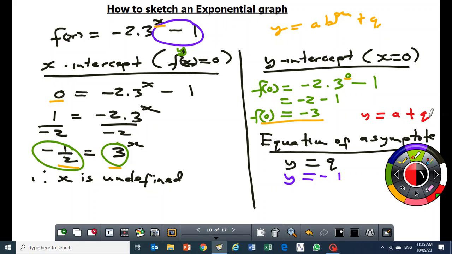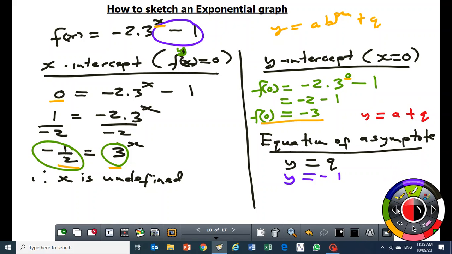Then the next thing, we have one asymptote for the exponential function. One asymptote. And it's a horizontal asymptote. The equation of that asymptote is y equal to q. What is q? It's minus 1. So your equation is y equal to minus 1.